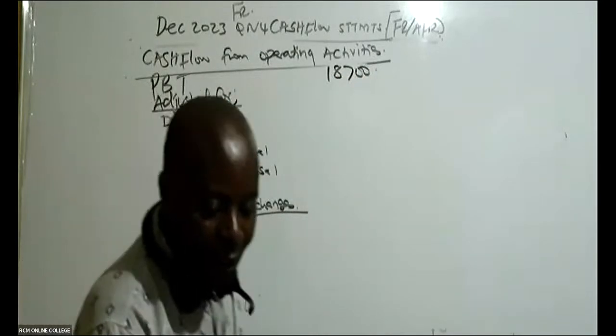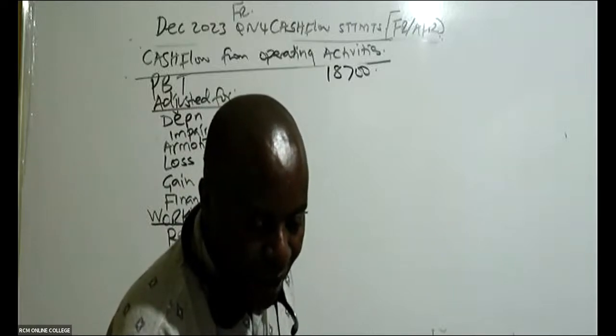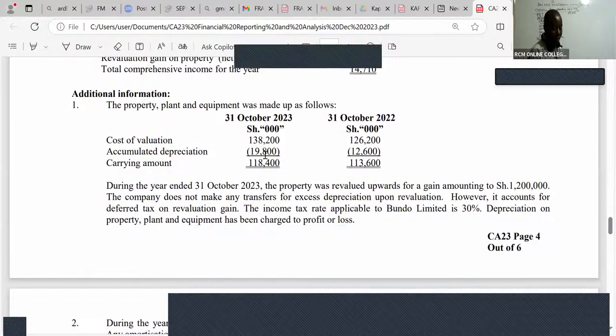Now from there, you continue now reading this thing to get the other information. So what have they told me here, ladies and gentlemen? You can see here, we have accumulated depreciation. This is very, very important to me. End of 23, it was 19,800. End of 22, it was 12,600. So I can see the increase.